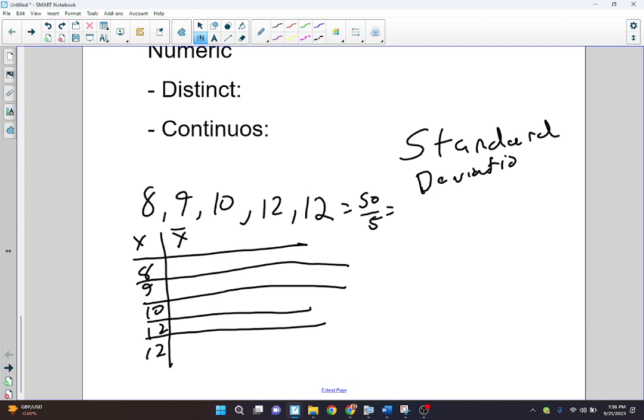oh no, wait. Make the middle one 11. Wait, 8, 9, 11, 12, 12. No. Make 8, 7 and make the middle 10. Okay. Now it should be a clean mean. All right, so 50 divided by 5, that's going to be 10. So your mean is 10.